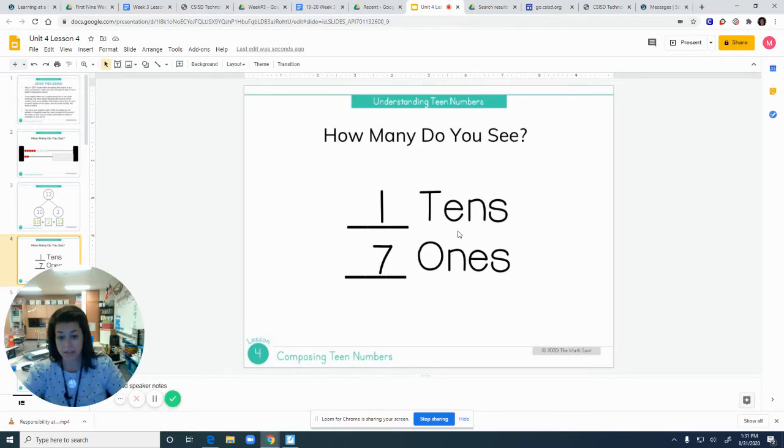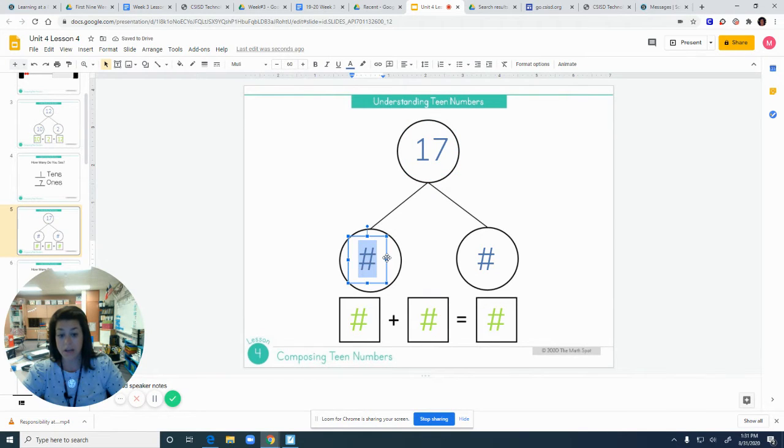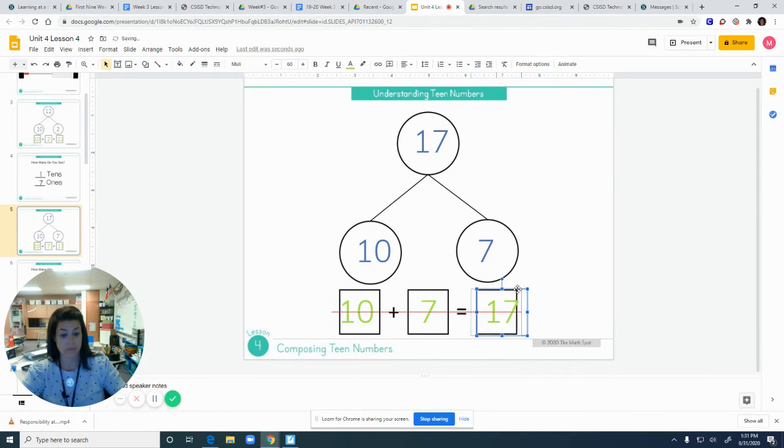If I have 1 ten and 7 ones, how will that look in a number bond? Well, 1 ten and 7 ones makes the number 17. Well, what did I use to build the number 17? I used 1 ten and I used 7 ones, and that got me to 17. If I put it in a number sentence, I would say that 10 plus 7 equals 17. We're just showing different ways to compose and decompose the number 20. Let's look at another way.